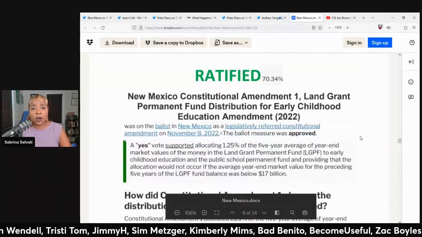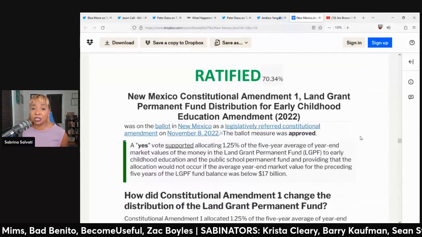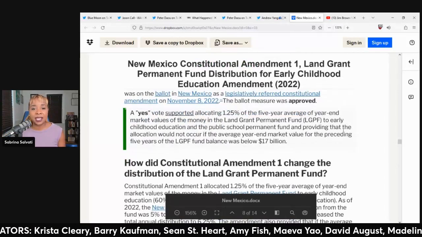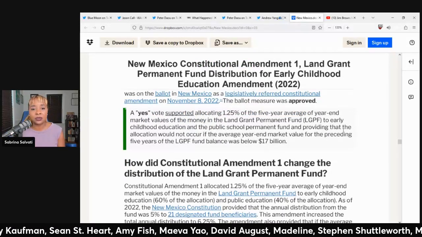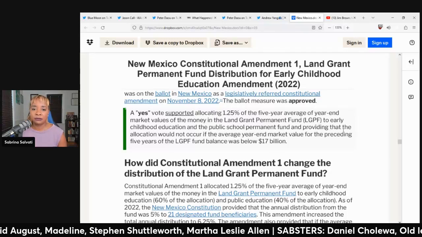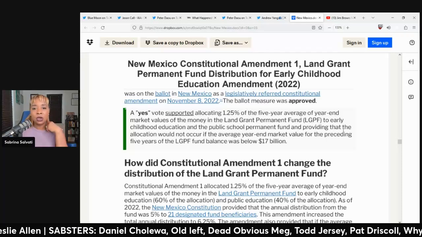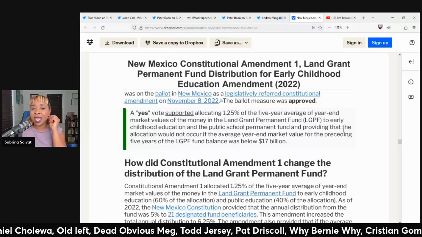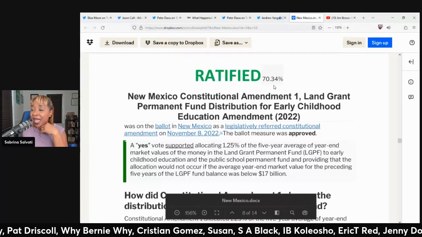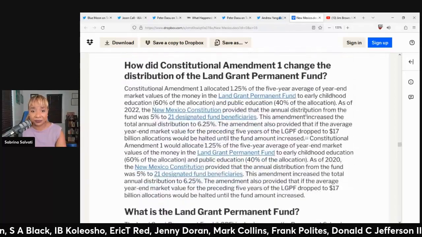Then we're going on to question 4, New Mexico Constitutional Amendment, Land Grant Permanent Fund Distribution for Early Childhood Education Amendment. A yes vote supported allocating 1.25% of the 5-year average of year-end market values of the money in the Land Grant Permanent Fund to early childhood education and the Public School Permanent Fund, and providing that the allocation would not occur if the average year-end market value for the preceding 5 years of the LGPF fund balance was below 17 billion. This measure passed. That's 70.34%. So that was ratified as a constitutional amendment.